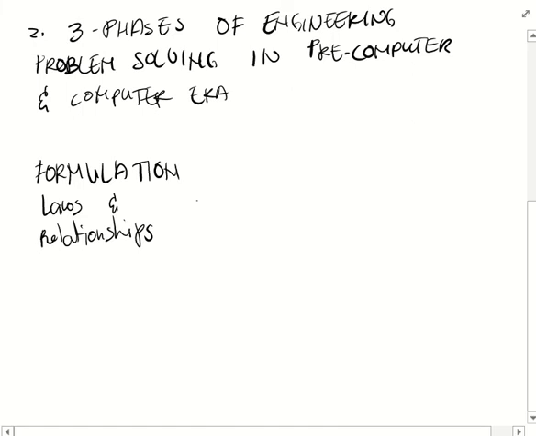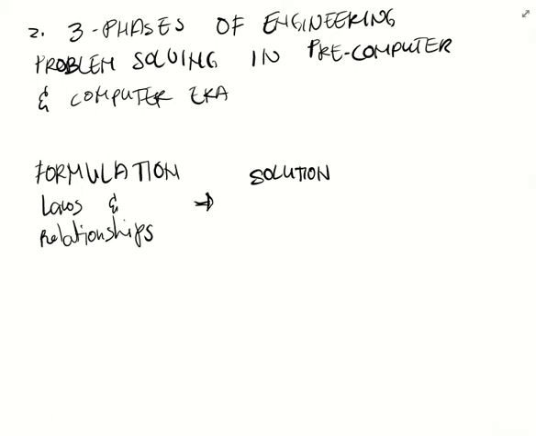Then after formulating, now you know the laws, you know the relationships between the output and the input. We can now solve them. So we do our solution. In the pre-computer and the computer era, the formulation is almost the same because the laws and relationships don't change. Ohm's law before is still Ohm's law today. The only difference now is how we solve them, the solution part.